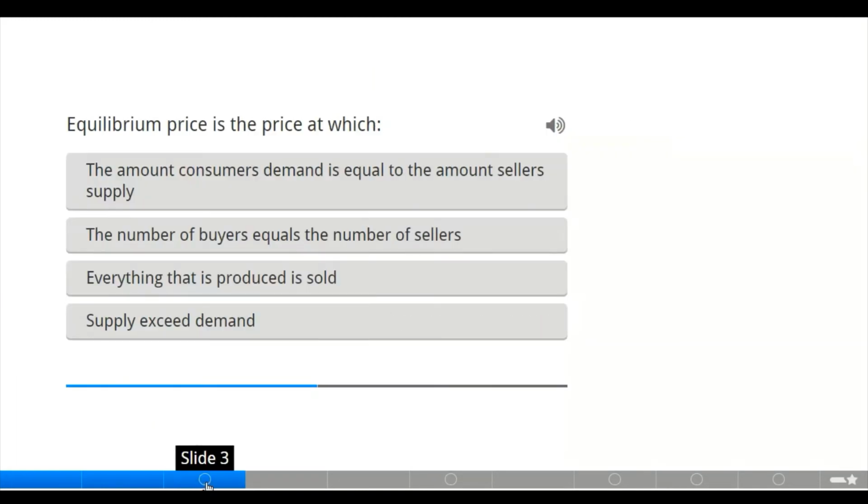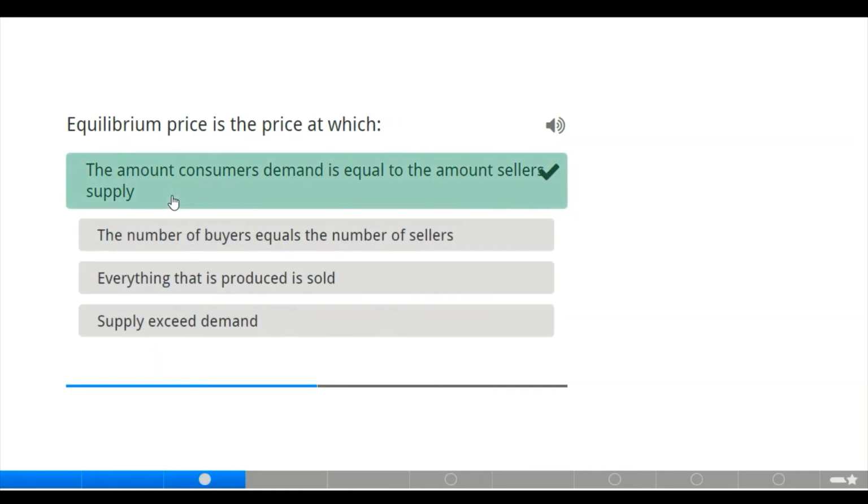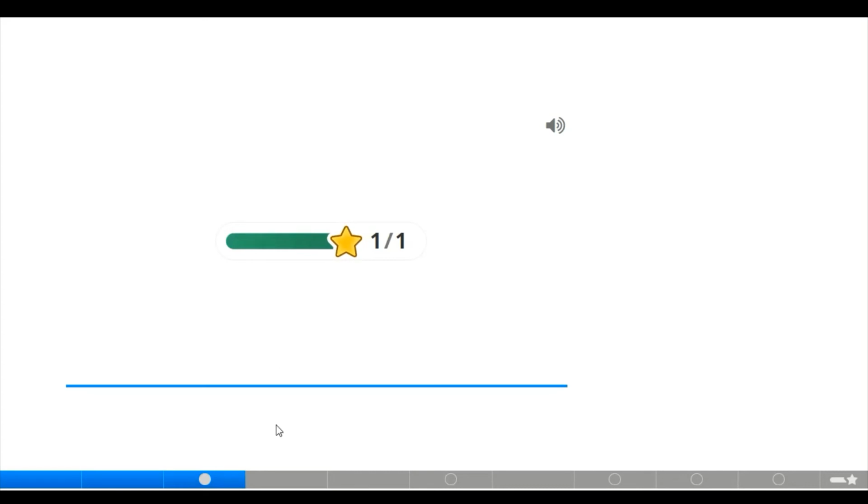Moving to the next slide, we have just one activity to test us about equilibrium. Equilibrium price is the price at which what? The amount consumers demand is equal to the amount sellers supply. Is this so? Let us check the other options. The number of buyers equals the number of sellers? No, that's not it. Everything that is produced is sold? No. Supply exceeds demand? No. The answer is the amount consumers demand is equal to the amount sellers supply.